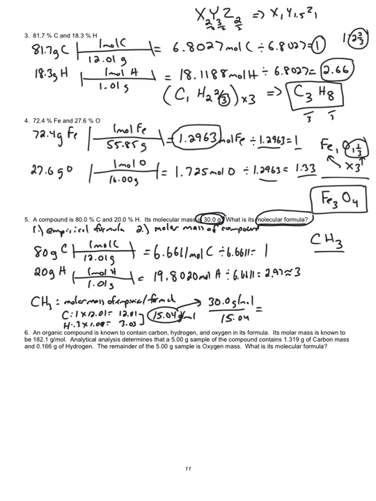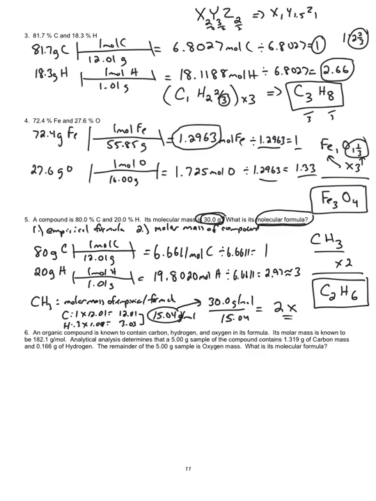Well, CH3 adds to 15. The molecular mass of the compound is 30. If I divide, it needs to be 2 times heavier. And how do we do that? We keep the same ratio, but we have to make it twice as heavy by doubling all of these subscripts.